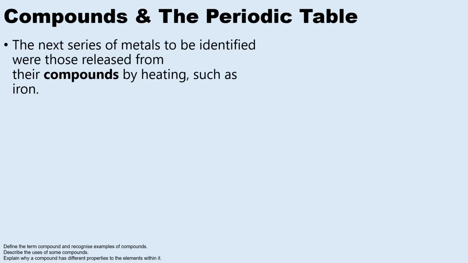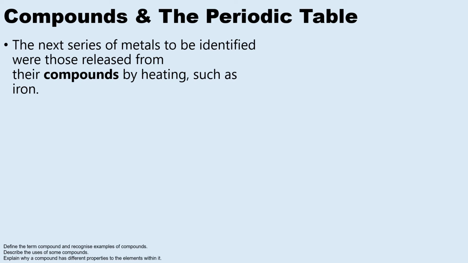So let's look at compounds in the periodic table. The next series of metals which were identified were those that were released from their compounds by heating. This is how the periodic table was slowly developed over the years, because we only originally had those native elements. If you remember back to the first lesson, we only had those native elements that were found, such as gold, copper, platinum, just all of the elements that are found on their own and not in rocks.